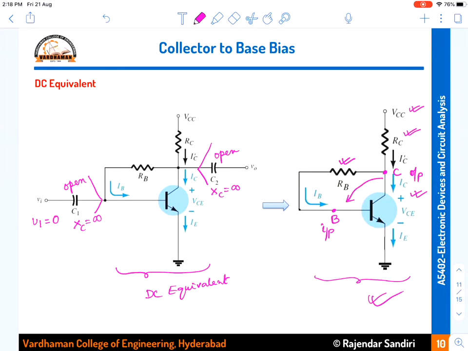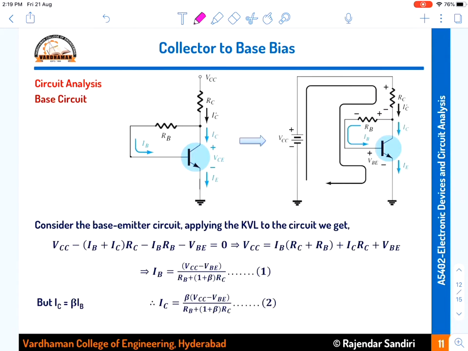Now what will be this effect? For this also we have to derive the operating point by applying KVL to the input circuit and KVL to the output circuit, and we have to derive the expressions for the stability factors S, S dash, S double dash. Okay, now we will start the derivation, the circuit analysis for the base circuit.